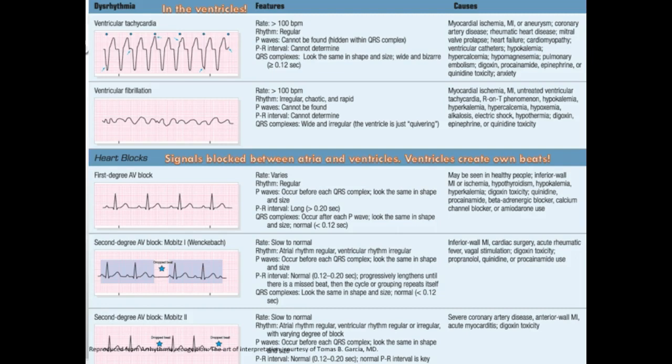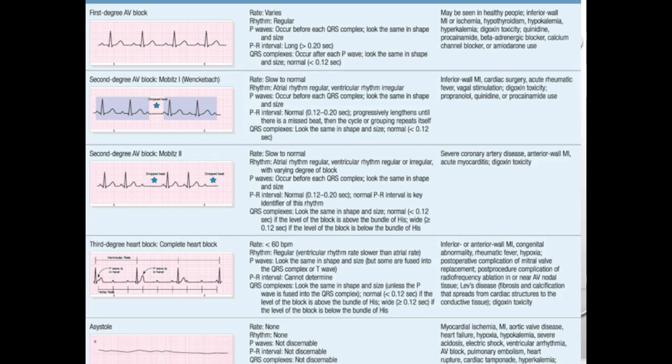So, heart blocks. Heart blocks are when signals are blocked between the atria and the ventricles, and the ventricles create their own beats. I found this a little confusing, so one more thing I just want to explain. It goes first degree to third degree. First degree is the least intense, and people can live with it. It's seen in healthy people even. Second degree is more intense. There's more issues. There's 2 levels of that. And then third degree, obviously, can be an issue.